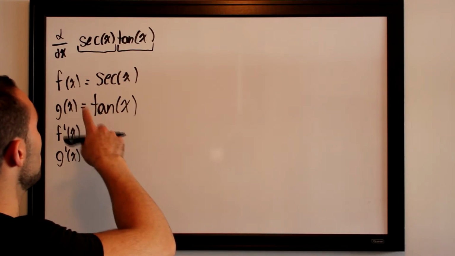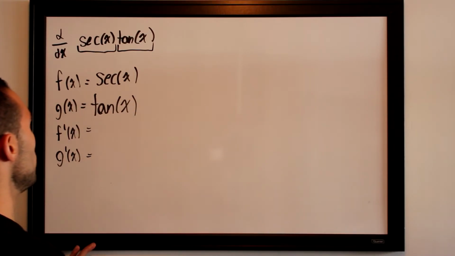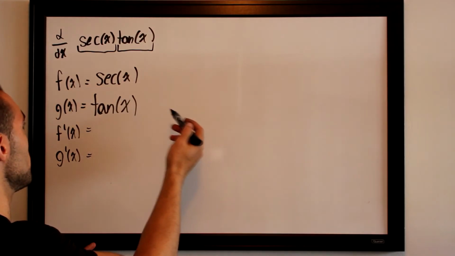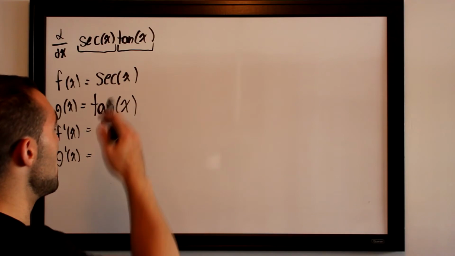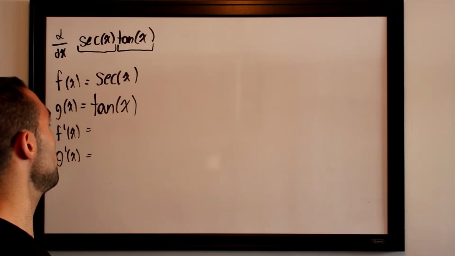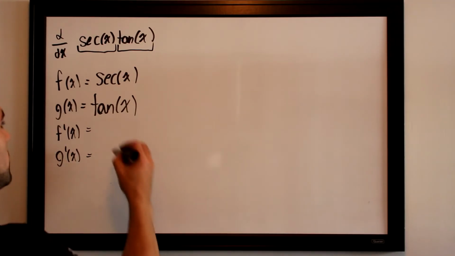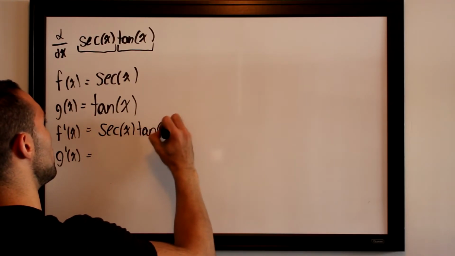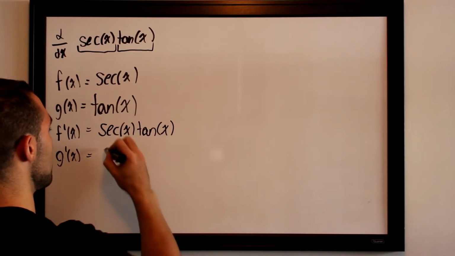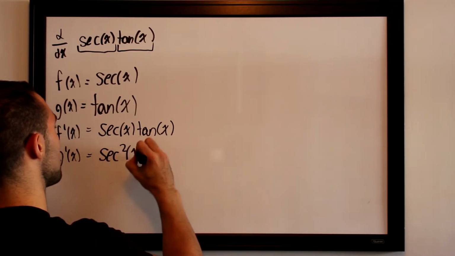We want to take the derivative of secant of x times tangent of x. We have defined our f to be secant and our g of x to be tangent. So we want to split this up into our two and then take their respective derivatives. The derivative of secant of x will be secant of x times tangent of x. And the derivative of tangent of x is secant squared of x.